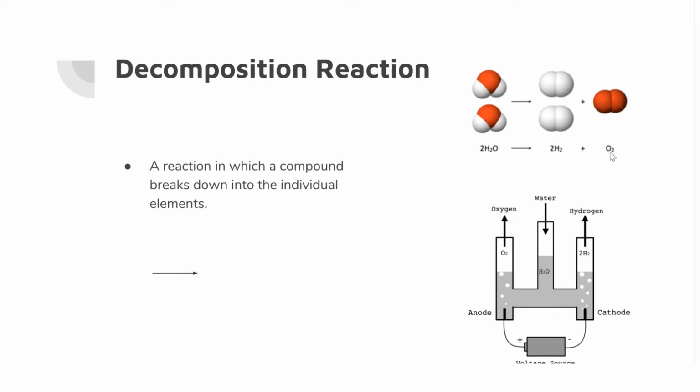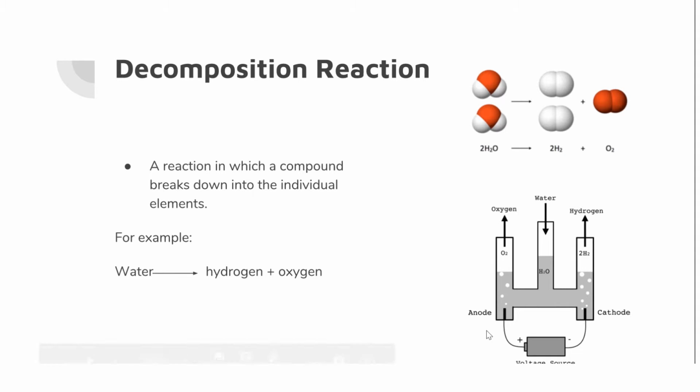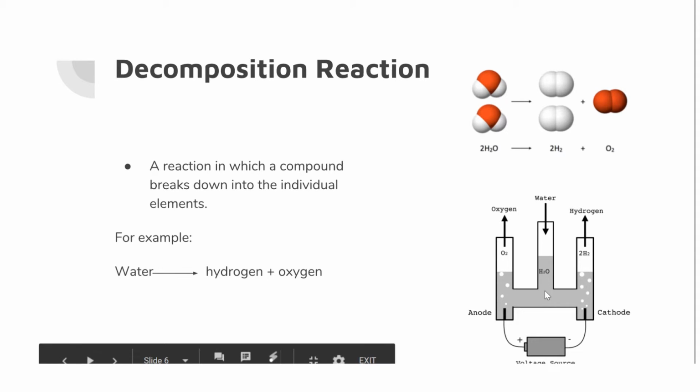So let's look at the definition. A reaction in which a compound breaks down into the individual elements. For example, water breaks down into hydrogen and oxygen. If you remember, previously we looked at the voltameter and noticed how the water molecule splits into hydrogen that collects in one tube and oxygen which collects in another tube.